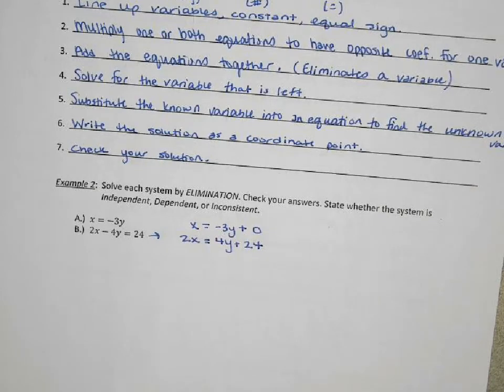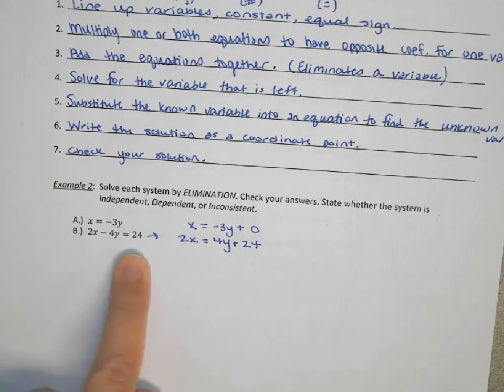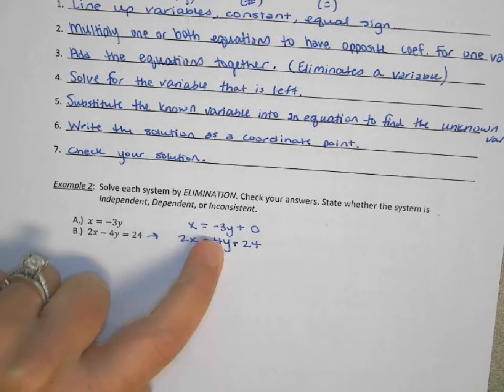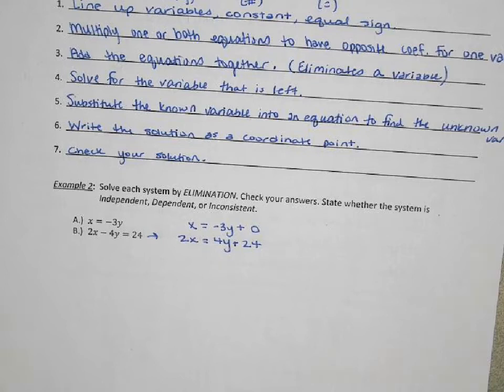I tend to put things in standard form when I'm doing elimination. I don't know why. It's just what I get in the habit of doing. And so I probably would have said this was x plus 3y equals 0, and then it would have been lined up just like that. It doesn't matter. As long as I can see x's are lined up, equal signs are lined up, y's are lined up, numbers are lined up. Okay? The next thing it says to do is multiply one or both equations to have opposite coefficients.